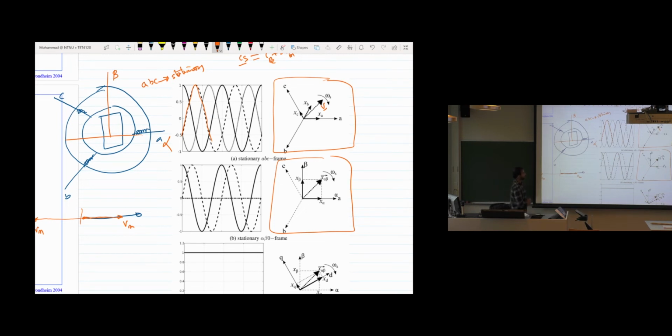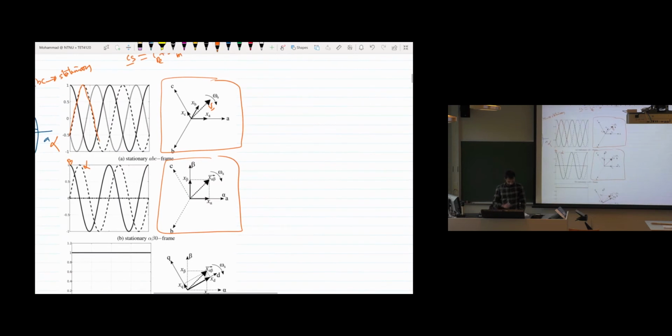And if you convert this ABC system into the alpha beta system, you will see the voltages look like this in alpha beta. So you have the alpha component and you have the beta component there. So now we have the three-phase machine, and we can convert it into a two-phase machine. That's what Roy was discussing a lot.